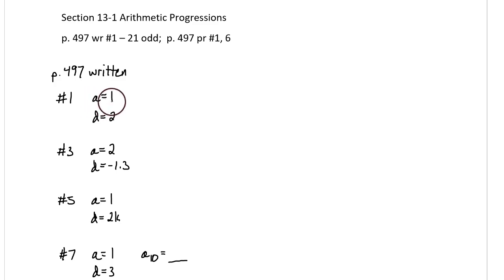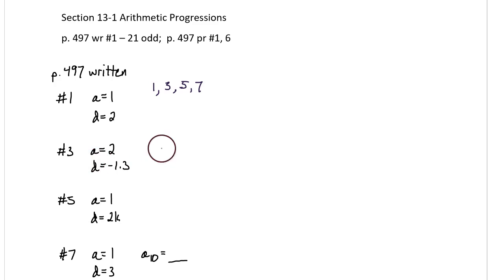For question number 1, we're given the first term in a sequence of numbers, and we're told the common difference is 2. What we're asked to do is write out the first 4 terms. So you write the first one down, 1, and then you add the difference 2. So 1 plus 2 makes 3, 3 plus 2 makes 5, 5 plus 2 makes 7. There are the first 4 terms of the sequence.